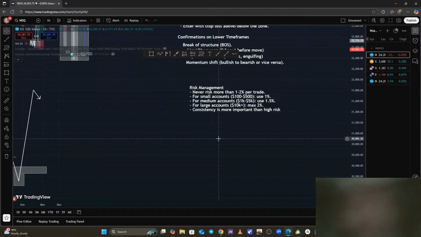Number two, for medium-sized accounts, 1K to 5K, use 1.5%. For large accounts, 10K plus, maximum 2%, because consistency is more important than high risk. The lower your risk, the more you'll stay in the markets. That's how to trade supply and demand. If you are in it for the long run, you need to identify these risks.